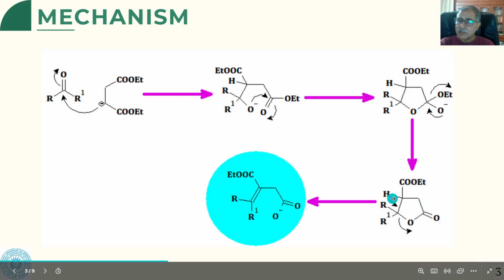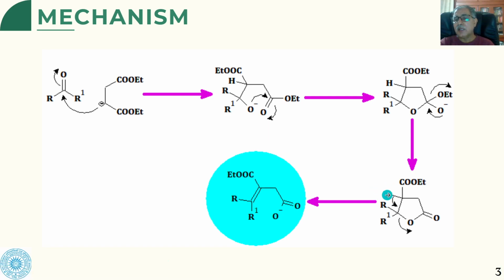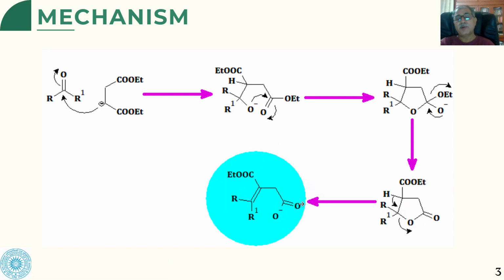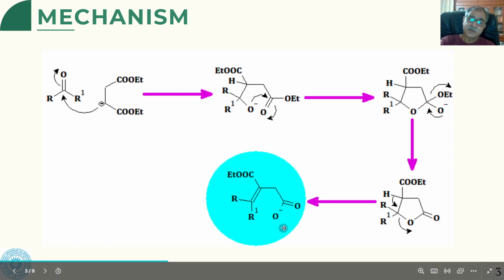Now this proton is again an acidic proton, and under alkaline or basic conditions, this will be abstracted with the opening of this 5-membered ring, and we will get the half esters as the product. So this is how the condensation of succinic acid diesters with aldehydes or ketones will lead to the formation of half esters of succinic acids as the products.